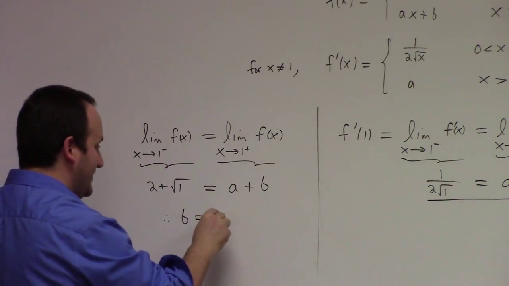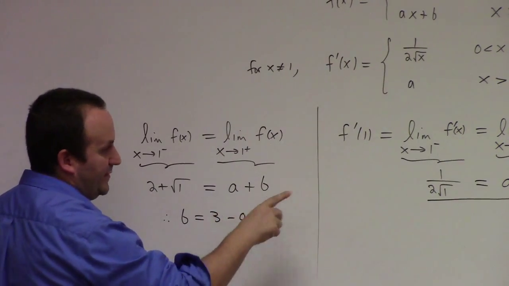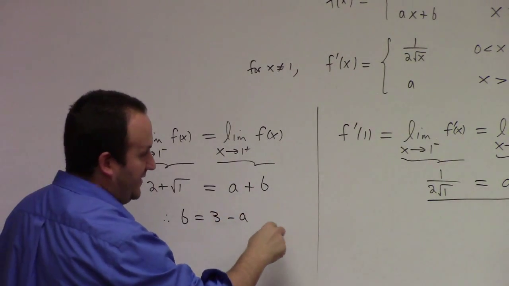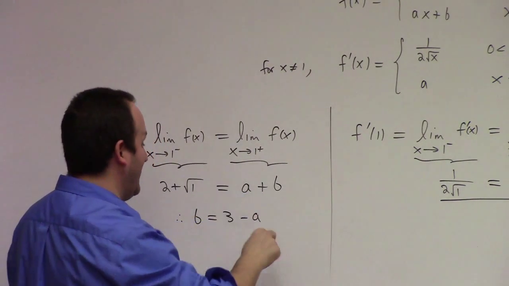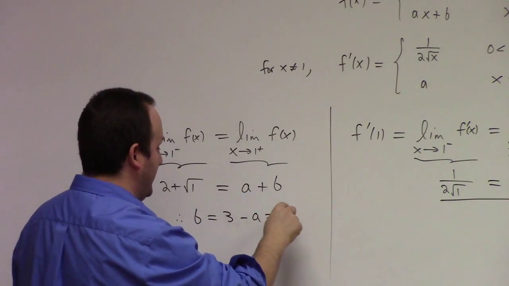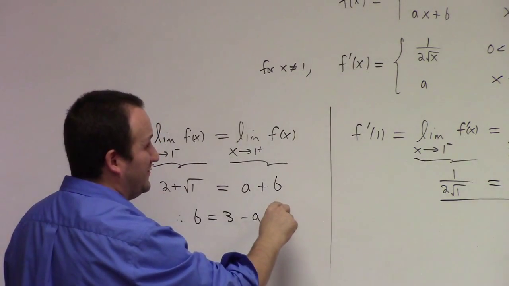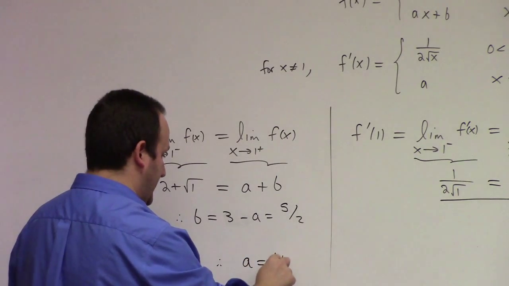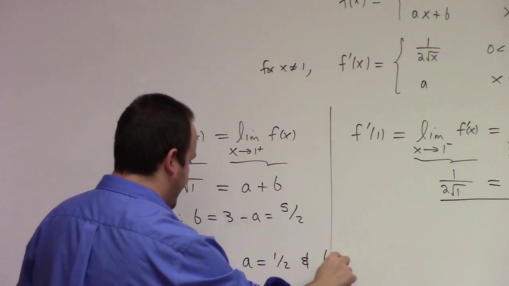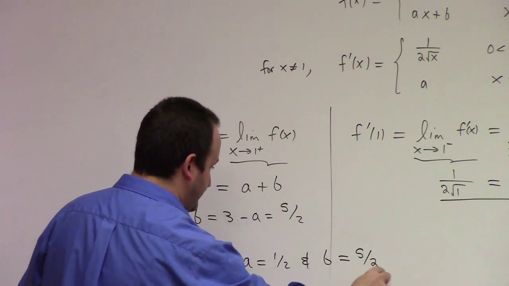So this is 3. So it's 3 minus a, but remember a was 1 half, right? I've written 1 half in a rather stupid looking way. So this is 3 minus 1 half, which is otherwise known as 6 halves minus 1 half, which is 5 halves. So therefore choose a equals 1 half and b equals 5 halves, and that'll do it.